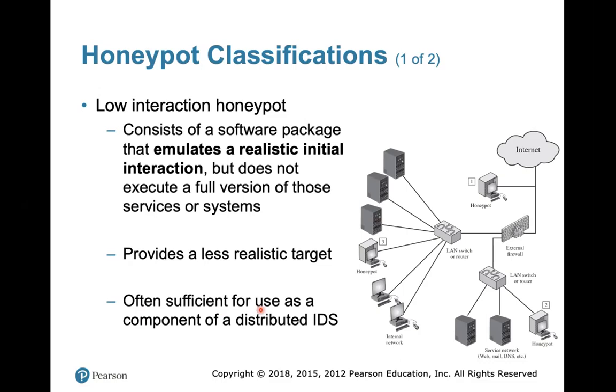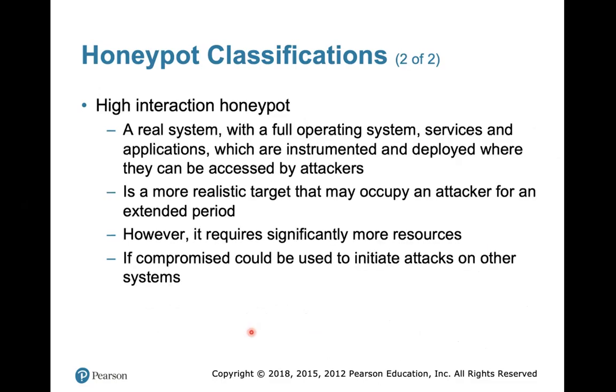Of course, one good example is the case where we have a distributed intrusion detection system. It means that we have other layers of security, and here we just put some low interaction honeypot for improving or boosting our security.